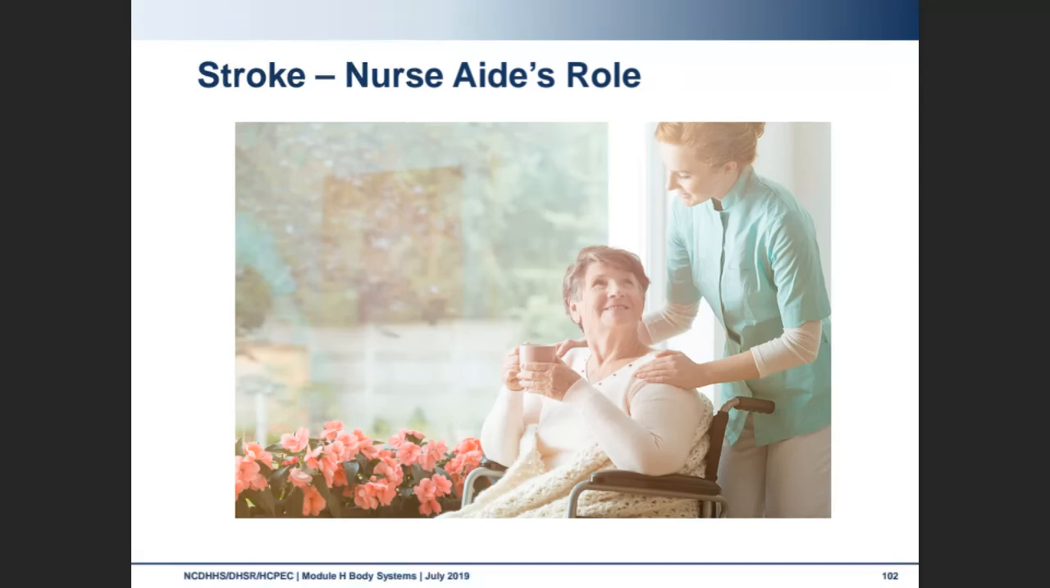Our role as nurse aides when someone has a stroke is going to vary depending on the severity of the stroke and the region of the brain that was involved. In general, we want to assist the resident or patient to strengthen muscles and keep joints mobile. We're going to be doing range of motion. If they have paralysis or paresis, we might be doing passive range of motion. We also want to make sure they're always in proper body alignment, supporting their extremities, and preventing pressure ulcers or pressure sores.